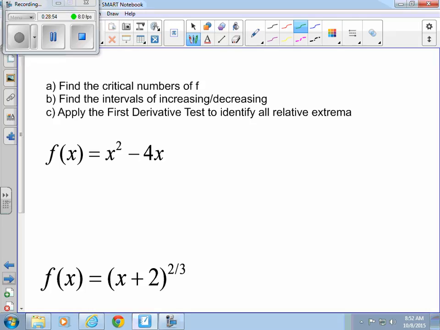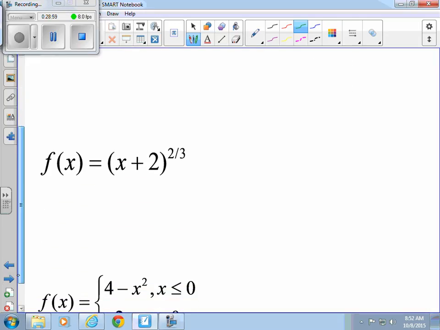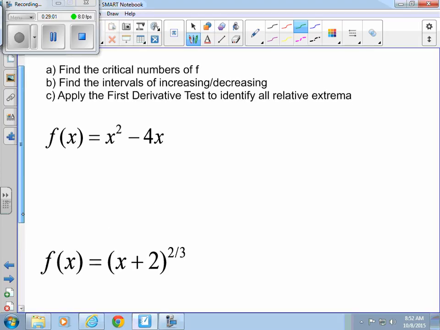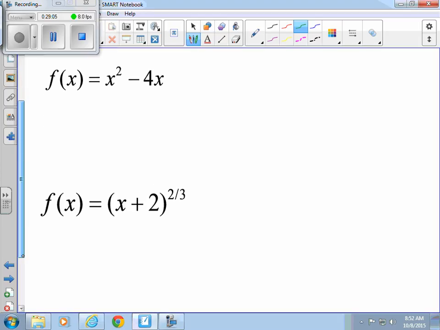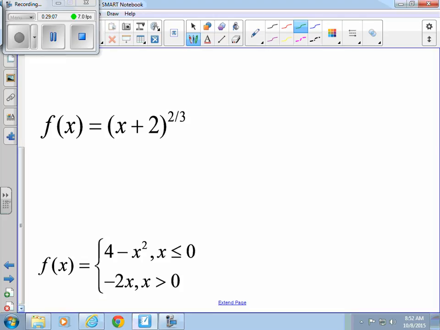Skip the first one. I do want to do this one, and we'll do the piecewise. Find the critical values, intervals of increasing, decreasing, and relative extrema. x plus 2.